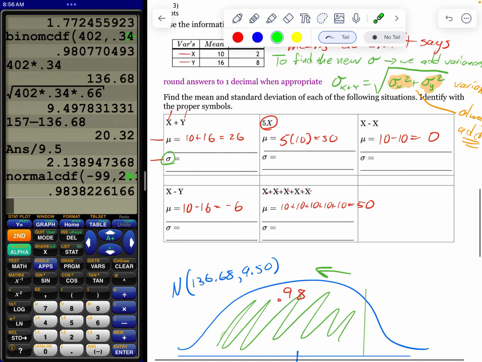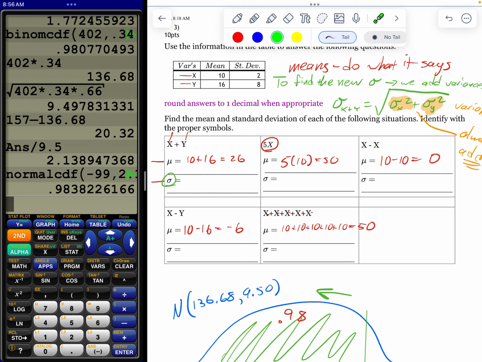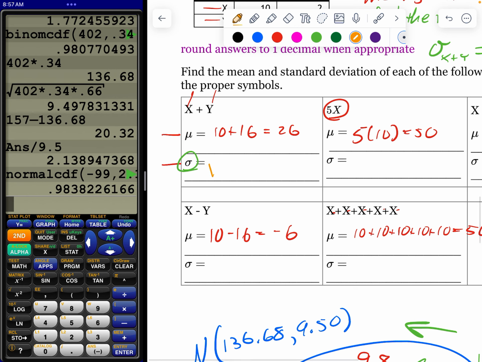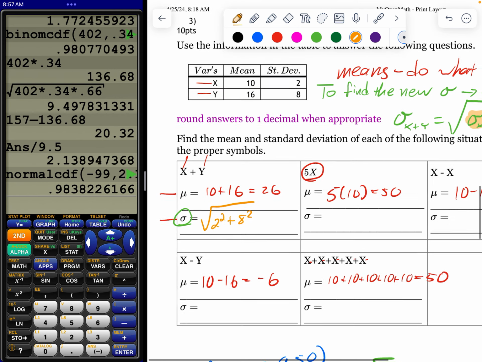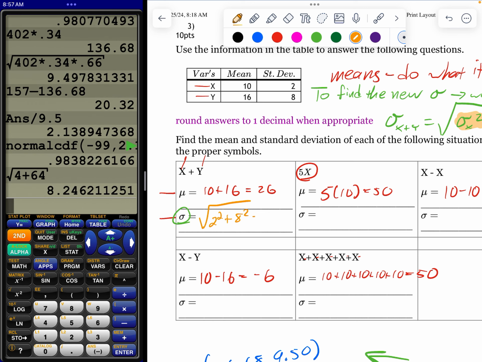So on the first one, I'm combining x plus y. So standard deviations are 2 and 8. I need to square them. So 2 squared is 4, and so let me show the work. It would be the square root of 2 squared plus 8 squared for my data points. So mine is really just the square root of 68. So I'd have 8.25.